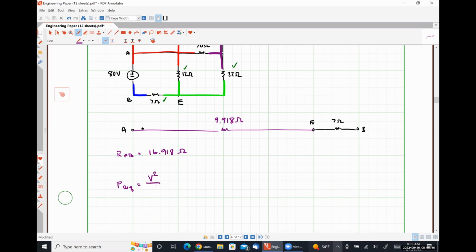From here, the voltage, or excuse me, the power absorbed by my resistor network, P REQ, is just my voltage squared divided by the resistance RAB, which is going to be 80 squared over 16.918, or 378.286 watts. And the power absorbed by my resistor network has to be the same as the power supplied by my voltage source because of Tellegen's theorem, which we learned on the second day of class.